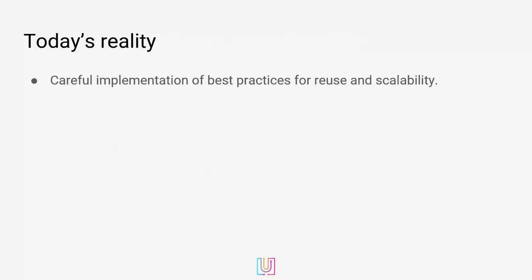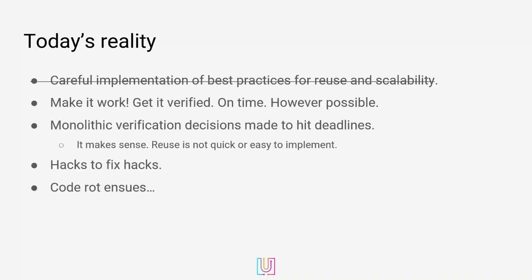So today's reality is a careful implementation of best practices for use and scalability? No, it's make it work. Get it verified on time, however possible. Monolithic verification decisions are made to hit deadlines, and it makes complete sense to me. Reuse is not quick or easy to implement. We use hacks to fix hacks, generation after generation, code rot ensues. Eventually, verification development becomes unbearably painfully slow, and we have to push back on management to decommit on planned roadmap features.